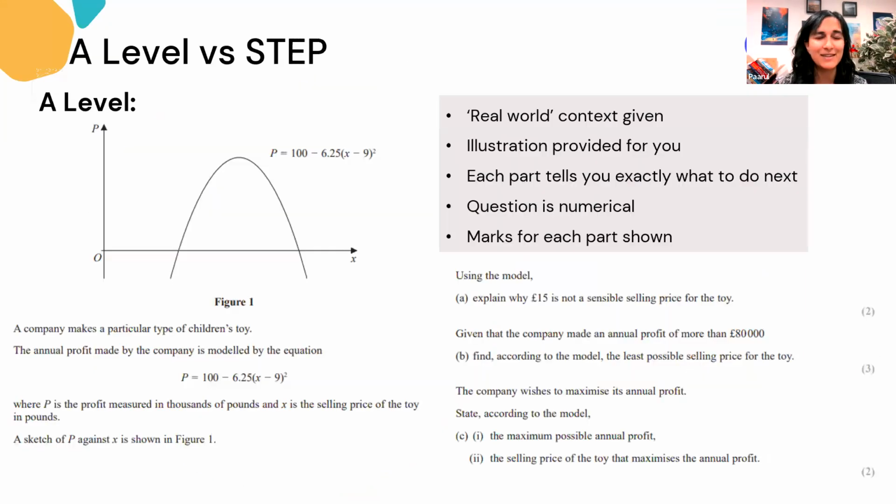I'll just emphasize that. So what we want to look at now is how A-level questions differ from STEP. And if you're in year 13, bear with us.